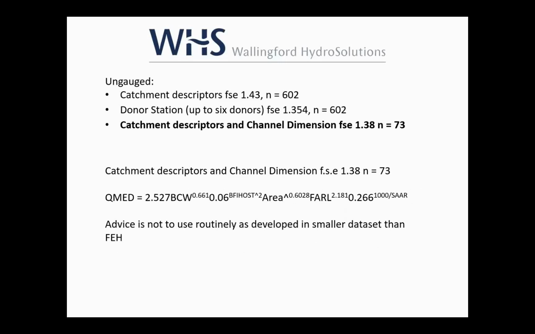There is a third approach that can be used on ungauged sites as well. So if you have a measure of bankfull width, WINFAP will allow this data to be inputted and will adjust the catchment descriptor estimate accordingly. Again, it is using locally available data to refine your estimate, but the advice is to use with caution as it has been developed using a far smaller data set than the descriptor equation and donor transfer method. As you can see, only 73 stations there in comparison to 602. There is a small reduction in factorial standard error, but again, the advice is really to use this with caution.